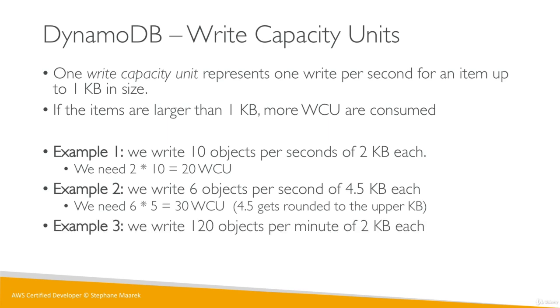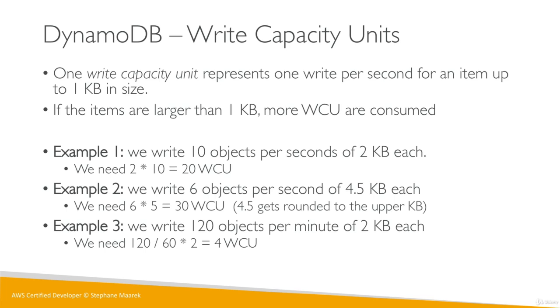Now, if we write 120 objects per minute, and they're 2 kilobytes each, here you have to pay attention. It's not per second anymore, it's per minute. So you'll have to divide 120 by 60 to get the throughput per second, times the number of kilobytes, which is 4 WCU. So it's super important for you to understand this formula and practice a little bit.